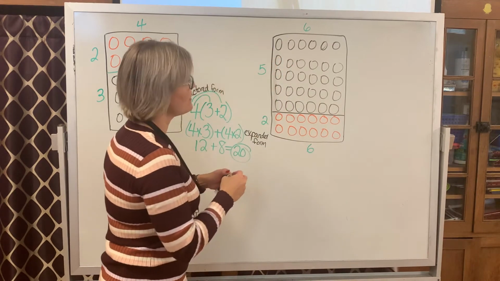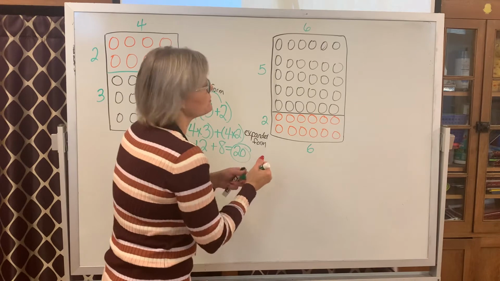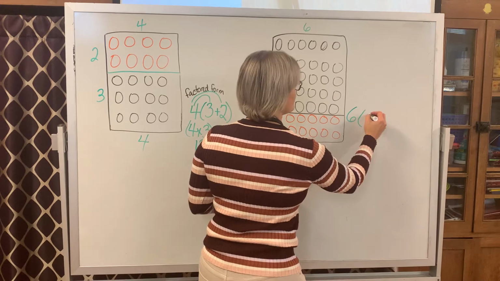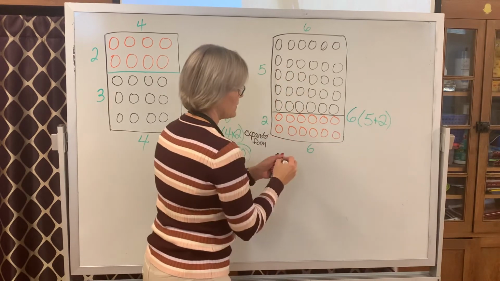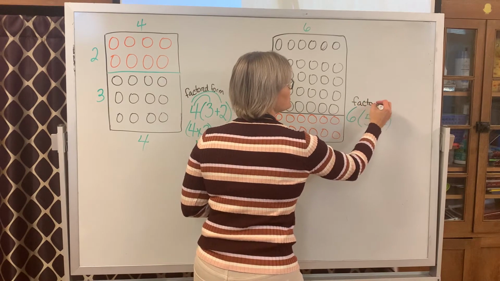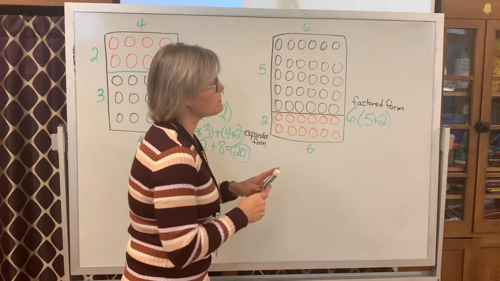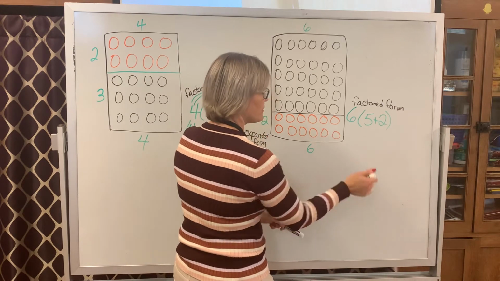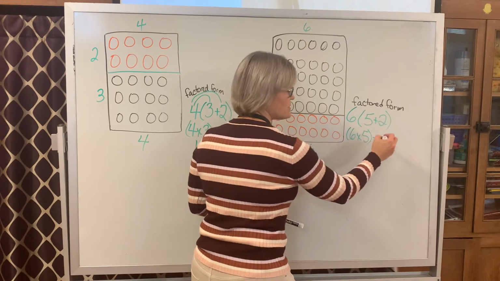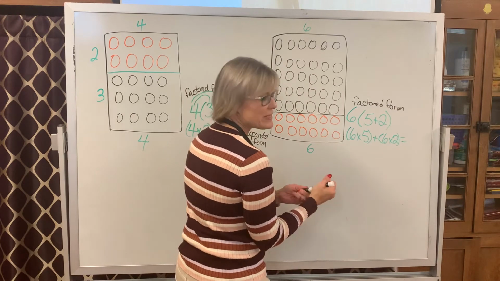All right, so this time I'm going to factor out a 6 to make this into factored form. So I have 6 times 5 plus 2. So here is my factored form. Now I'm going to create the expanded form. So I'm going to distribute that 6 to the 5. So I've got 6 times 5. Plus, I'm going to distribute this to the 2, 6 times 2. And now I have my expanded form.